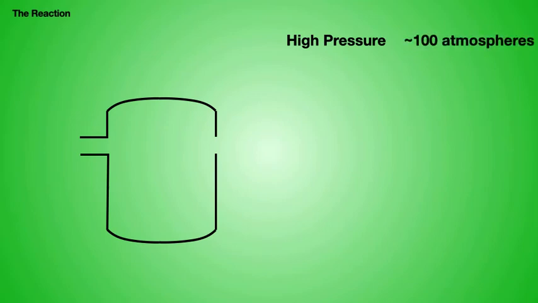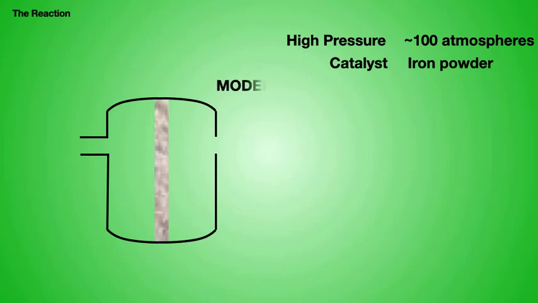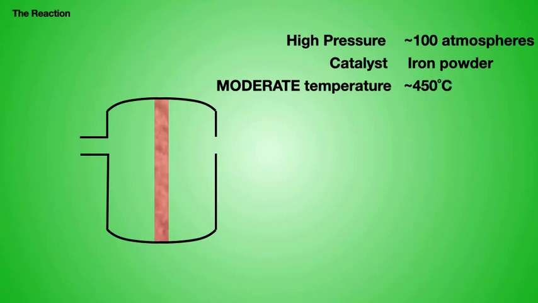Okay, so what does it involve? Well, let's take a reaction vessel. Now, this is going to have to be very, very strong, because this reaction is carried out at high pressure, about 100 atmospheres. It's going to need a catalyst. Now the catalyst is iron powder. And what we're going to do, we're going to heat that up to a moderate temperature of about 450 degrees Celsius. Notice that's a moderate temperature. It's pretty hot, but not very hot. We're going to look at why in a moment.